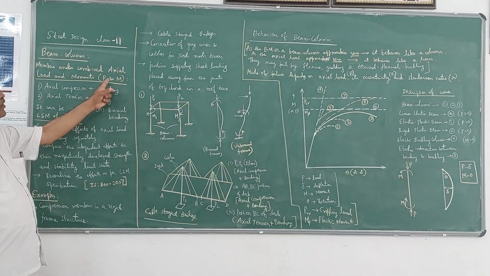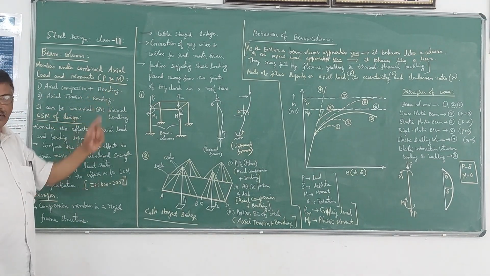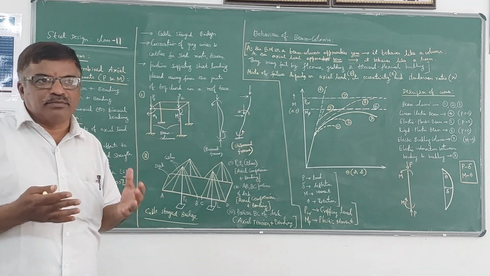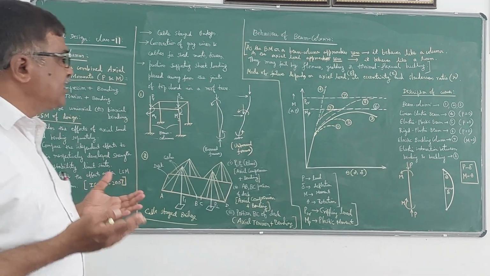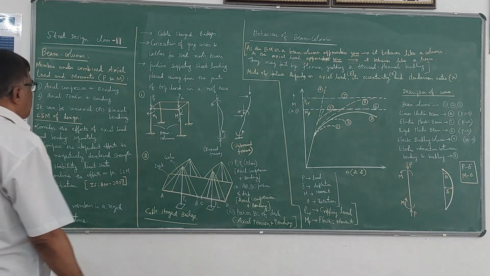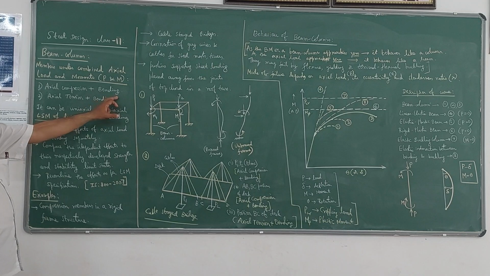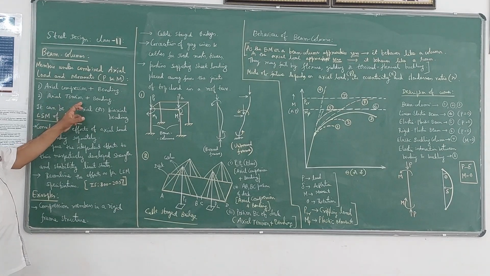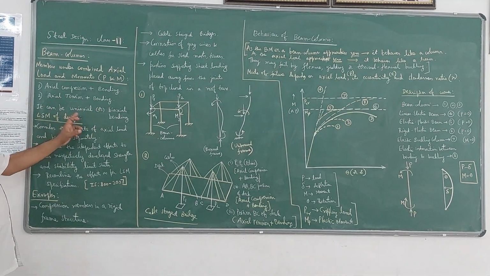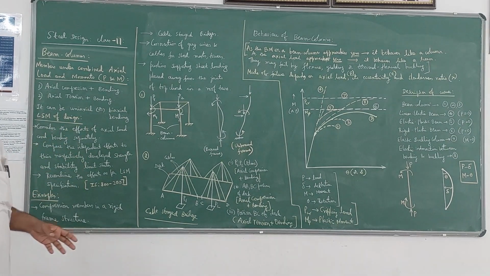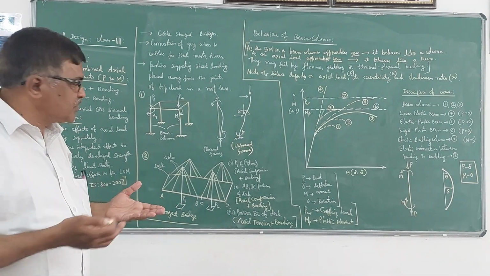P is the axial force and M is the bending moment. If both are acting on a structural member and both are significant, then such members are called beam columns. That means you can have axial compression and bending, or axial tension and bending, and once again it can be uniaxial or biaxial bending. You know about that in your RCC design.